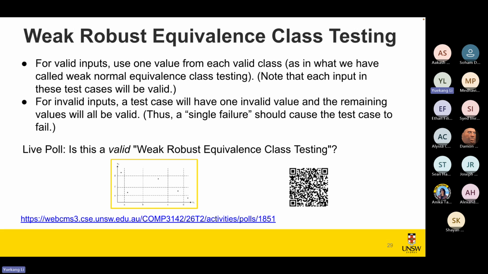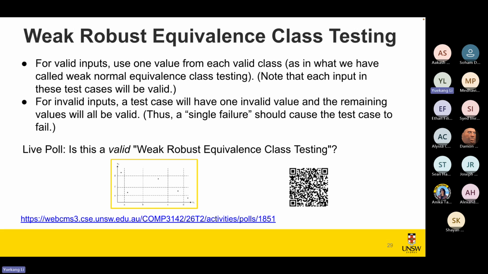So according to the definition, for weak robust equivalence class testing, instead of only allowing the values to take the valid equivalence classes, we allow them to take the invalid classes. And weak means that we don't need to cover all the combinations of classes. We only need to cover each class once. But we do allow some certain level of redundancy here.